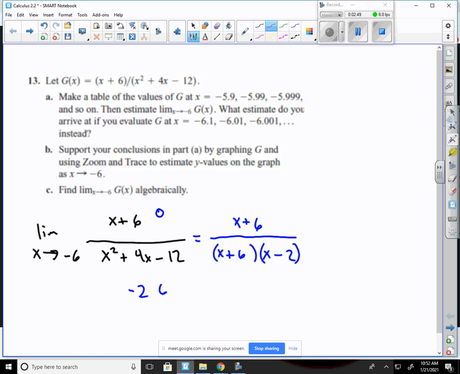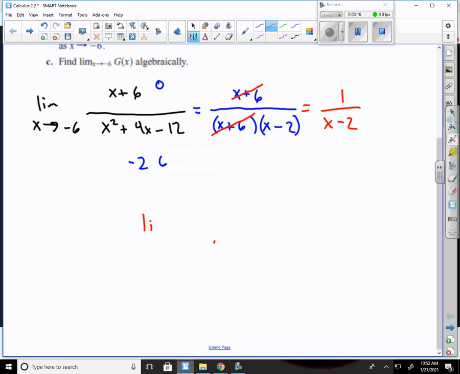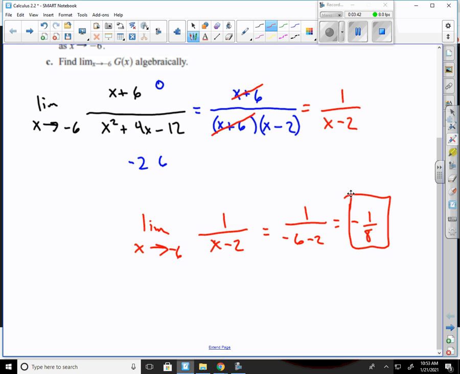Now, when I look at this, my numerator is the same as part of the denominator, so those cancel each other out, and I'm left with 1 over x minus 2. Now I can plug my limit in to solve that. So if the limit is x approaches negative 6 of 1 over x minus 2, now I can plug my negative 6 in, and it's not going to give me a 0 on the denominator. So that's how I can find it algebraically.